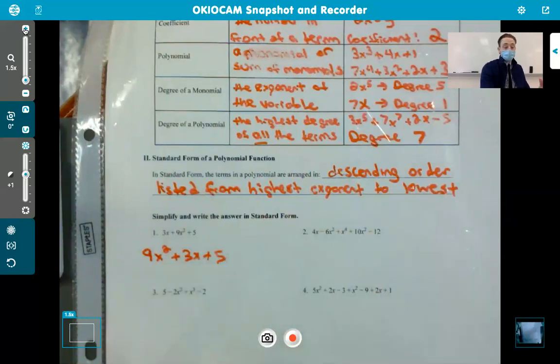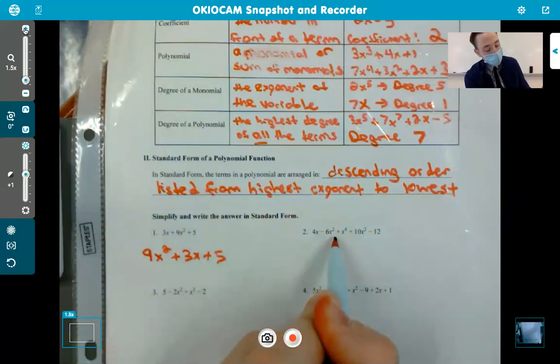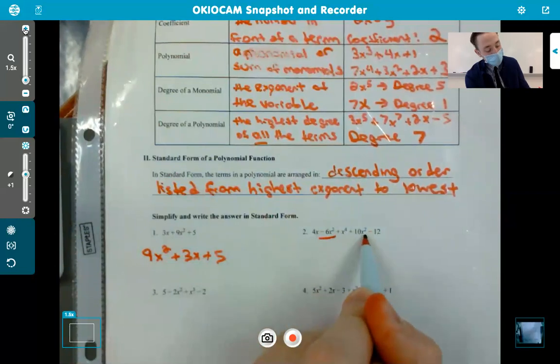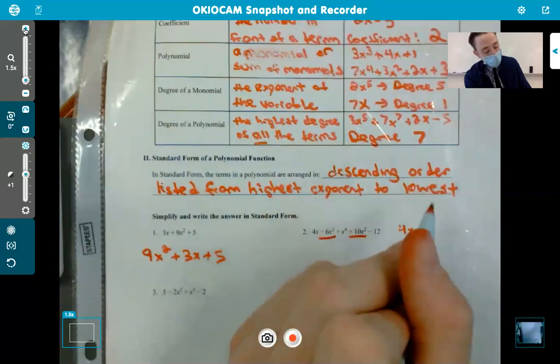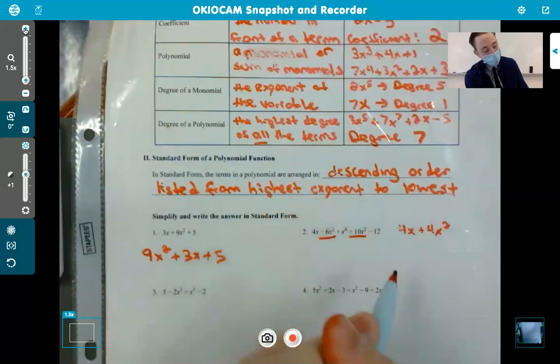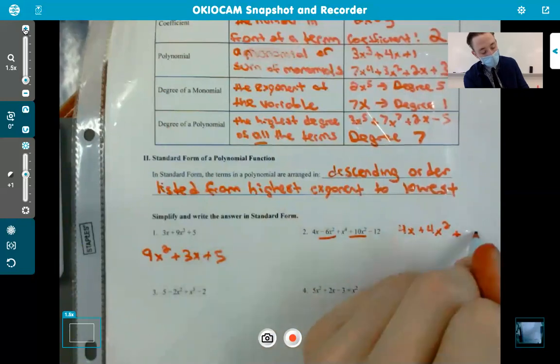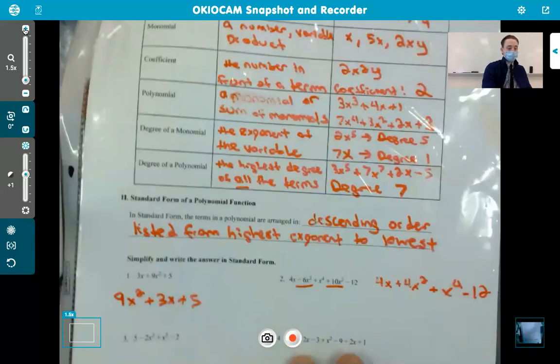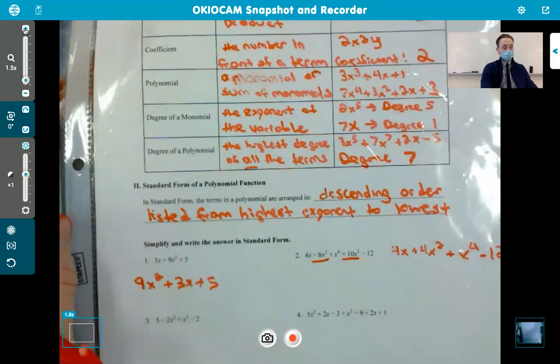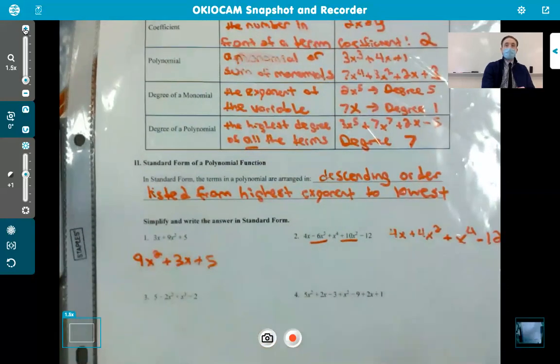In number 2, notice that I can combine terms before I start writing my polynomial in standard form. So I have this negative 6x squared plus 10x squared. So now my terms are positive 4x squared from combining those terms, 4x, x to the 4th and negative 12. So my question for you is, after you combine terms, how would you write this in standard form?